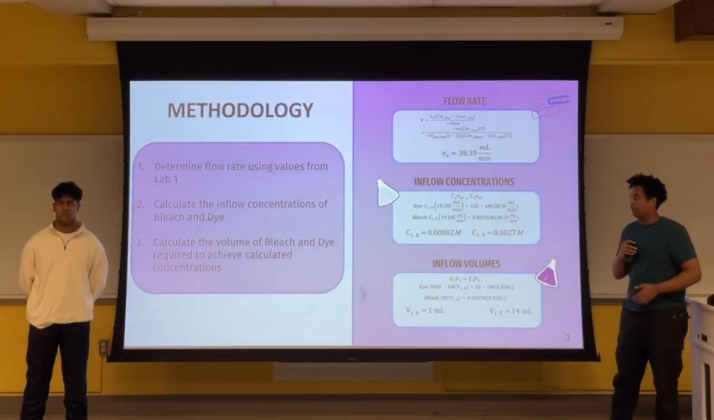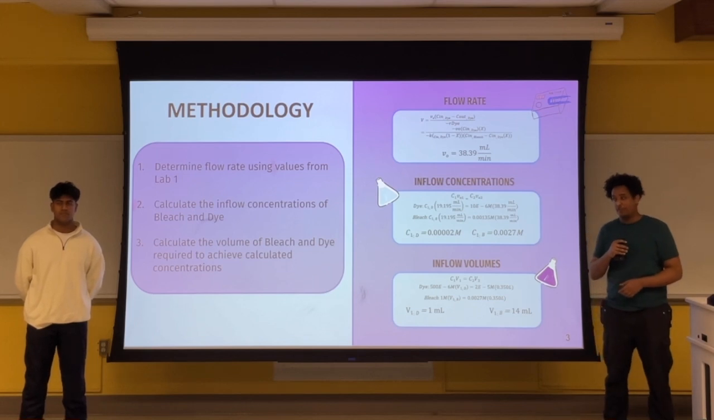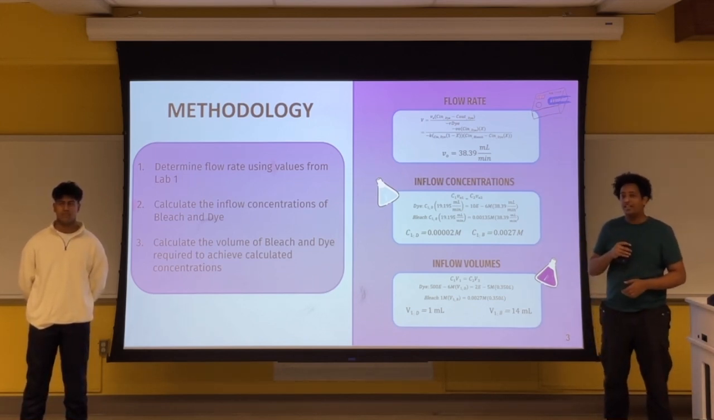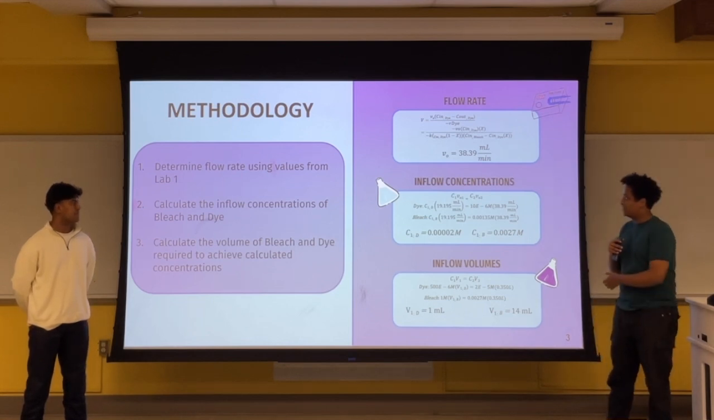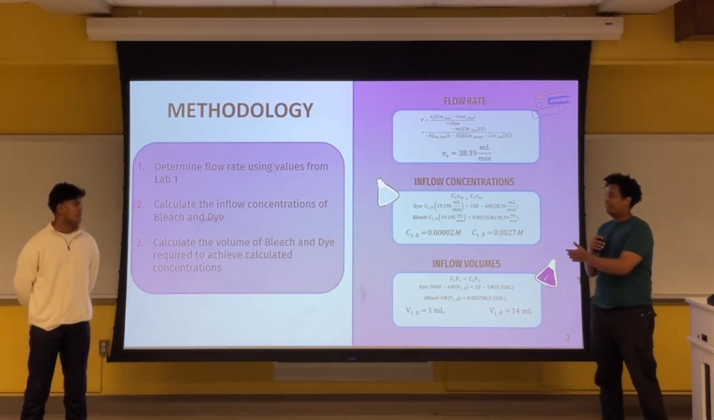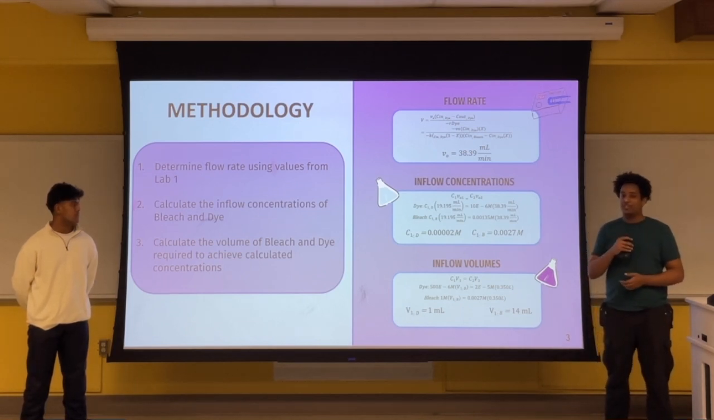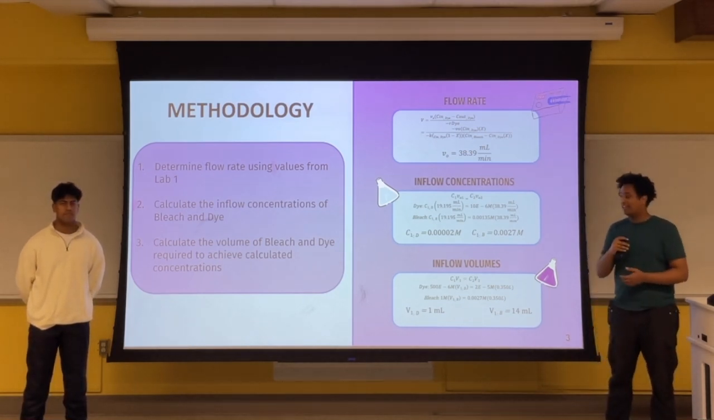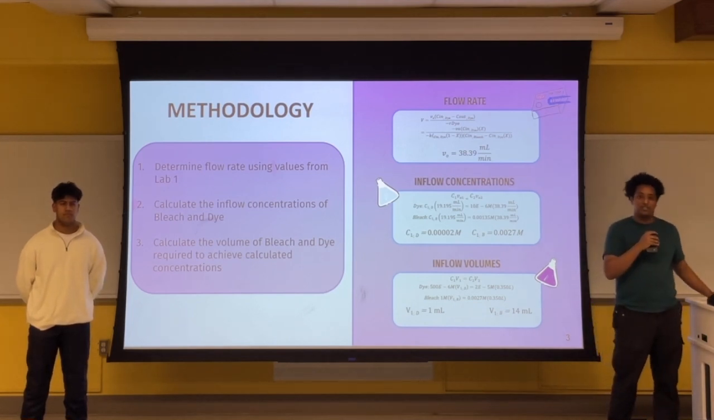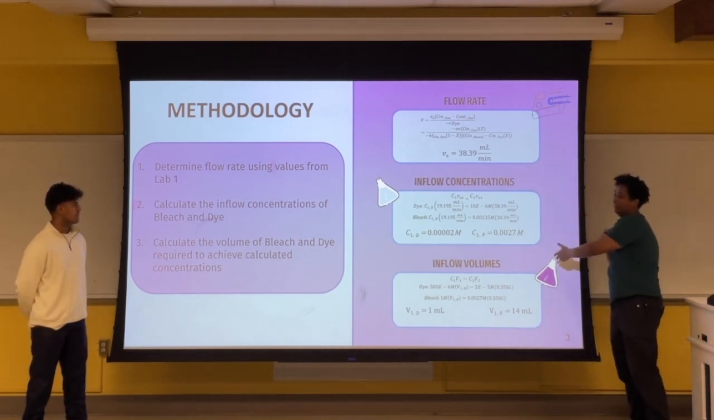Getting into our methodology, we had a few things to determine before our first trial. First, finding the flow rate using the values from lab 1, such as the K value, as well as a conversion that we determined to be 30%. Next, we had to calculate the inflow concentrations of both bleach and dye, then calculate the volume of bleach and dye needed to achieve these calculated concentrations, as shown with the 3 calculations on the right.